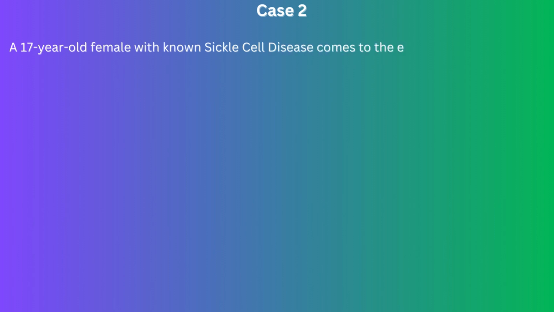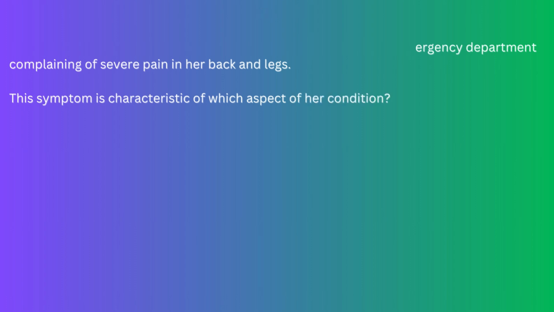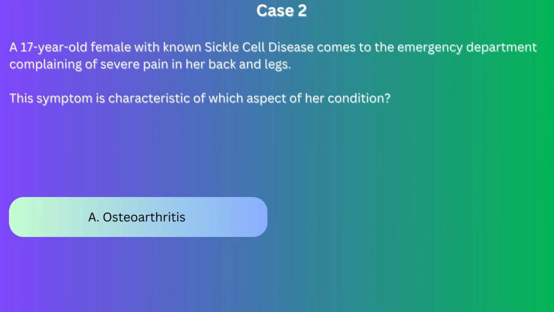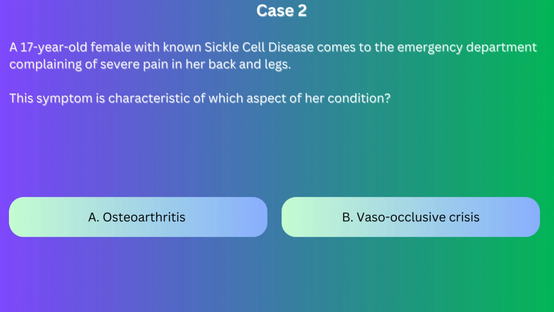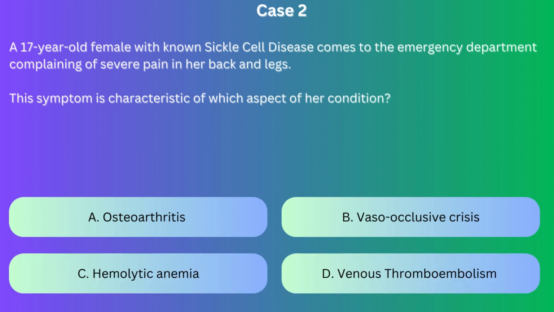Case number 2. A 17-year-old female with known sickle cell disease comes to the emergency department complaining of severe pain in her back and legs. This symptom is characteristic of which aspect of her condition? A. Osteoarthritis. B. Vaso-occlusive crisis. C. Hemolytic anemia. D. Venous thromboembolism.